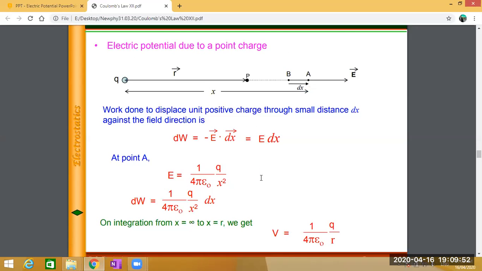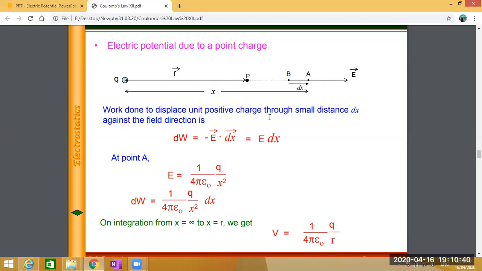Now, electric potential due to a point charge. Just as we taught earlier electric field due to a point charge, now we will go to electric potential due to a point charge. A single point charge we take. So say a point charge is situated at this point and is fixed. And we take a point P at a distance R from this fixed charge. And at this point, we have to calculate electric potential. Or even we can say that it is a relation between electric field and electric potential. So we will discuss it right now.